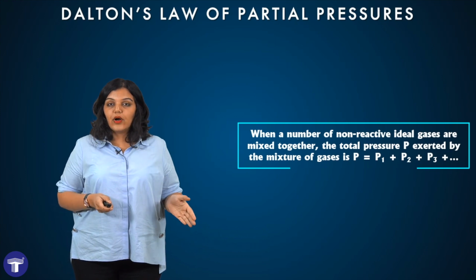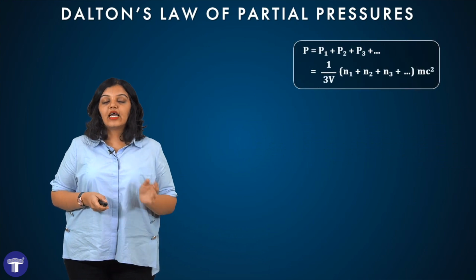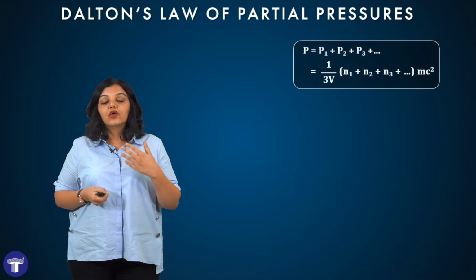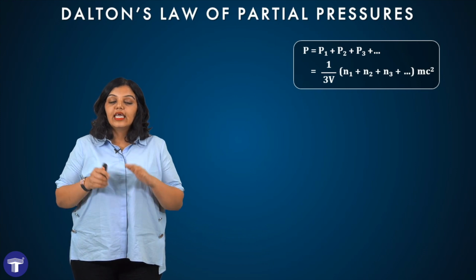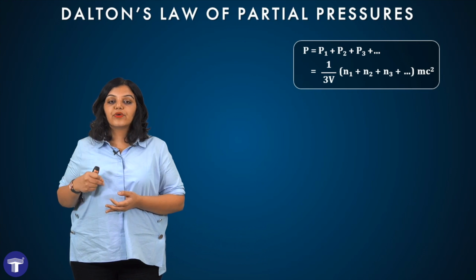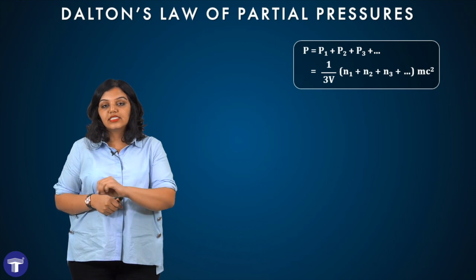So if I use the formula for pressure that we have just derived, I will get that P is equal to P1 plus P2 plus P3 and so on and so forth, which will be nothing but 1 upon 3V in brackets N1 plus N2 plus N3, where each of these is the number of molecules per unit volume, multiplied by m c squared.